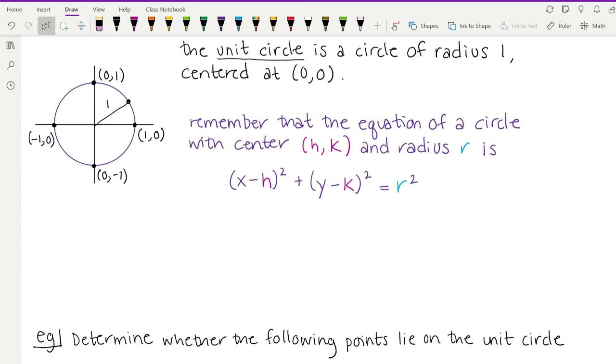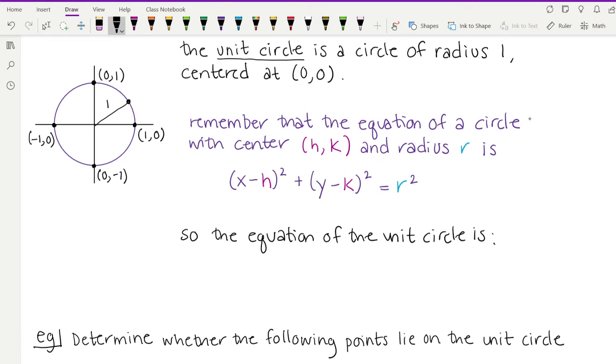So with that in mind, we can now write down the equation of the unit circle, right? Using this formula, the unit circle we know is centered at 0, 0, and it has a radius of 1. So we're going to take the formula that I wrote above, and instead of h and k, we're going to put 0, 0, because those are the coordinates of our center. And then instead of r, we put 1.